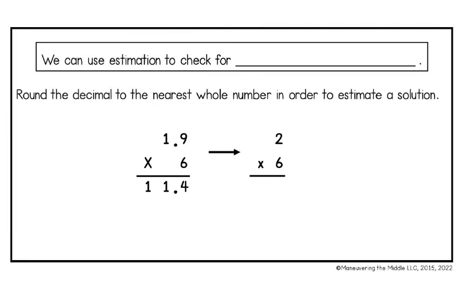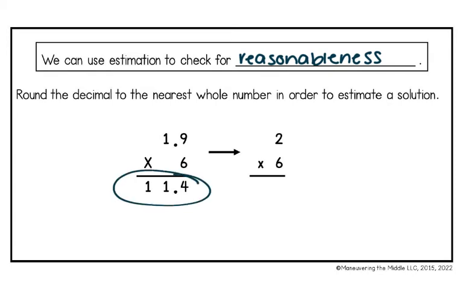To help us check our answer, we can use estimation, and this is just going to help us check for reasonableness. So let's practice estimating our answers. So the first question we have is 1.9 times 6, and they have told us the actual answer is 11.4.